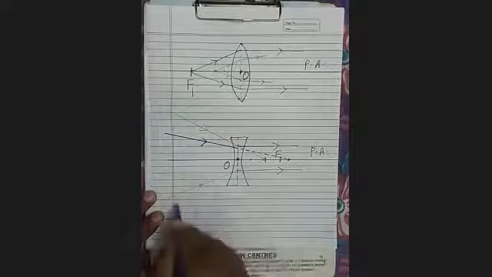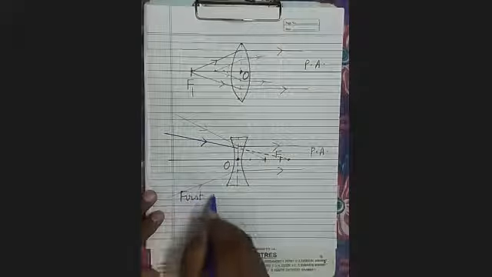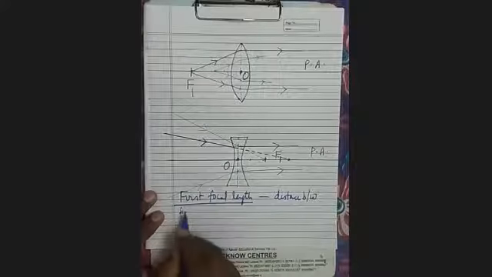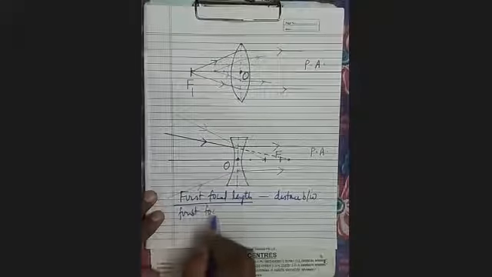What is the first focal length? Focal length is the distance between the first focal point and the optical center. The distance between the first focal point and the optical center is called the first focal length. So is this thing clear? Whether it is clear or not.